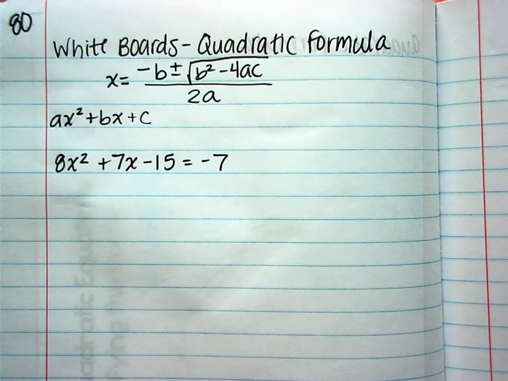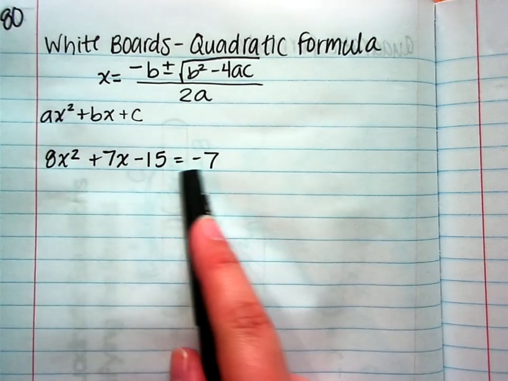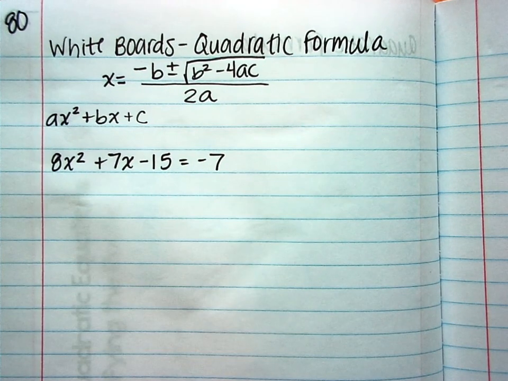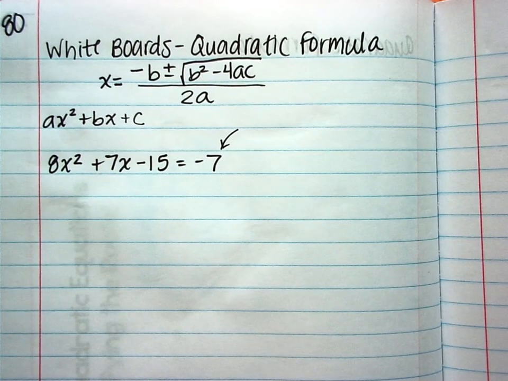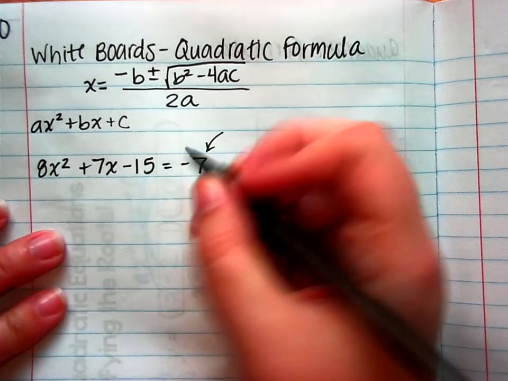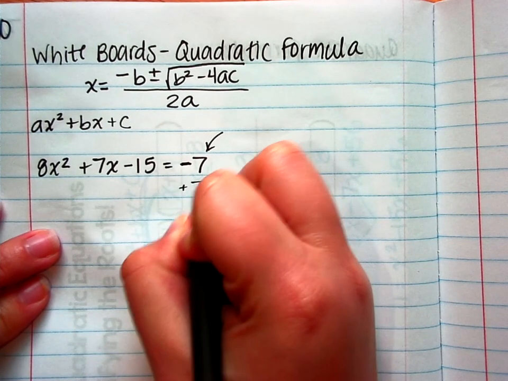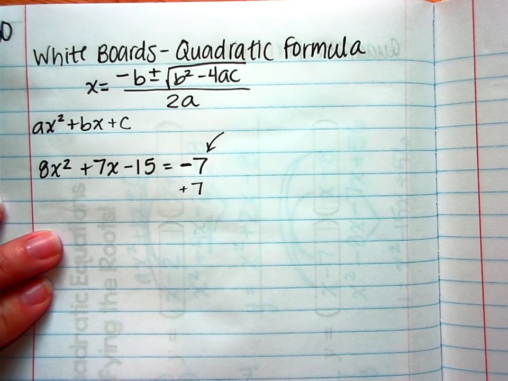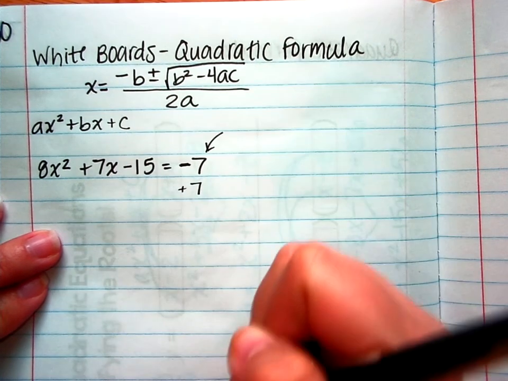Get it? Okay, so we have 8x squared plus 7x minus 15 equals -7. Remember, step 1, you have to make sure this is equal to 0. This is not equal to 0. We need to make it 0. So I'm going to do the opposite of what I see. To move it over the equal sign, I'm going to add the 7, making this -7 plus 7, which becomes 0.